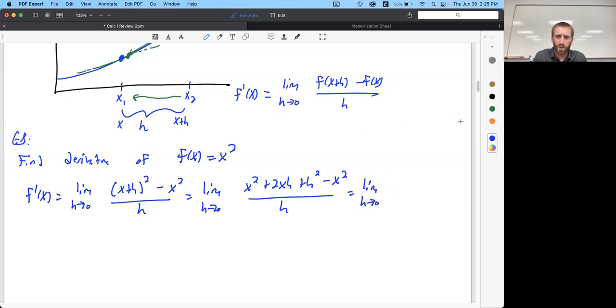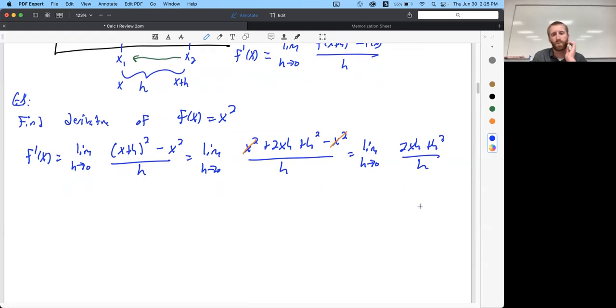Okay, so I can cancel out the x squared here and the minus x squared over there to get 2xh plus h squared over h. And now I can cancel a bunch of h stuff. There's an h in both of those terms on top, so that cancels, the h is gone on the bottom, which means that it's the limit as h goes to 0 of 2x plus h. I have nothing on the bottom that's making me divide by 0 anymore. I can plug in 0 for h and I get 2x.